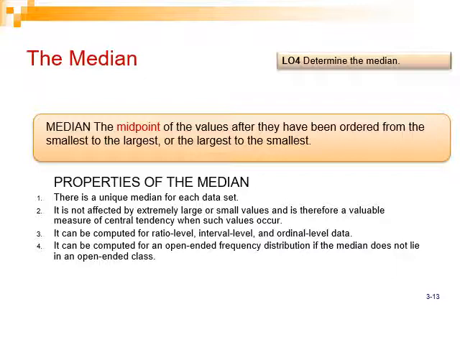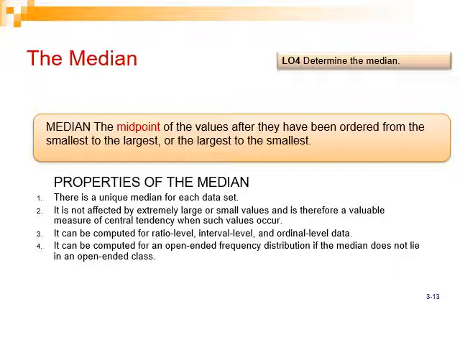First, there is a unique median for each data set, like the mean. Also, the mean is unique, not more than one mean result in the same case. Number two, it is not affected by extremely large or small values, and it is therefore a valuable measure of central tendency when such values occur.